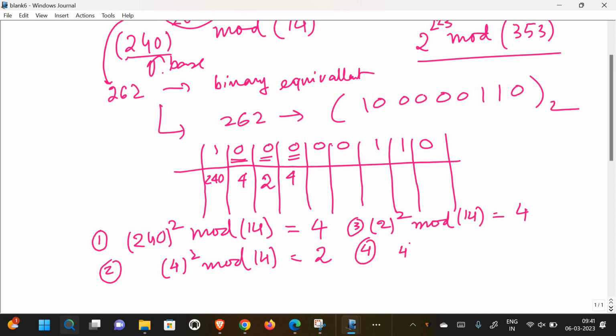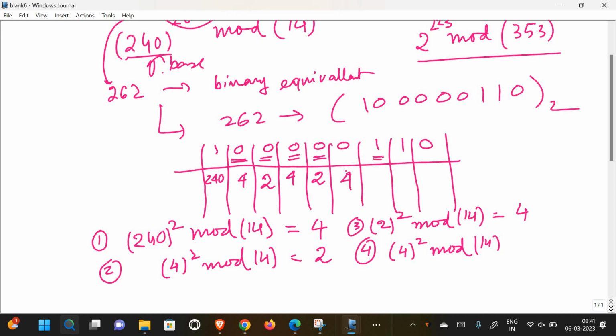Fourth step, 4 square mod 14 as there is again 0 over here. So, again the outcome will be 2. Correct? And naturally the next one is also 0. For 2 we have already calculated, so it will be 4, something like this. Now, you check this.